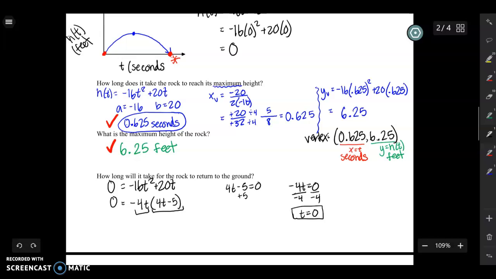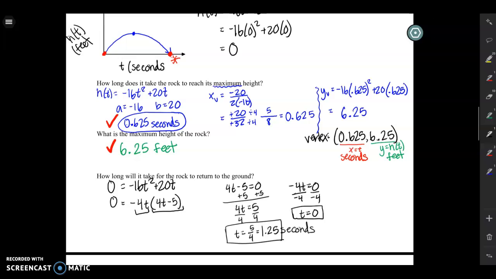I'm going to begin by adding 5 to both sides. I'm going to get 4t equals 5. To get the t by itself, I'll just divide both sides by 4. So t equals 5 over 4, or 1.25. Okay. So that means it's going to take 1.25 seconds. It's going to take that rock 1.25 seconds to go up and then hit the ground again.